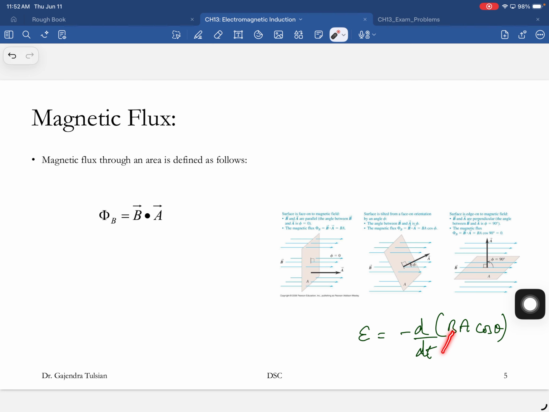You could make B change, or you could have a uniform B. You could make the area change. You could have somebody sit there and squish the piece of wire. Not practical. Or you could change theta. Somebody turn that wire, and you get the voltage in that loop of wire. All right, so let's look at that.